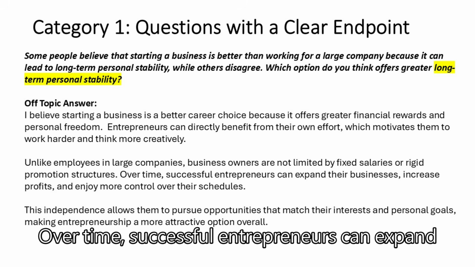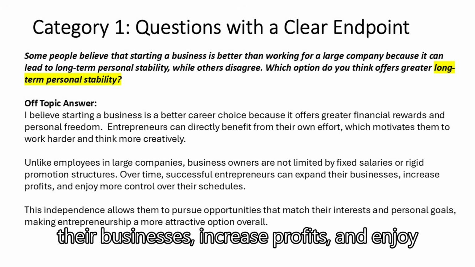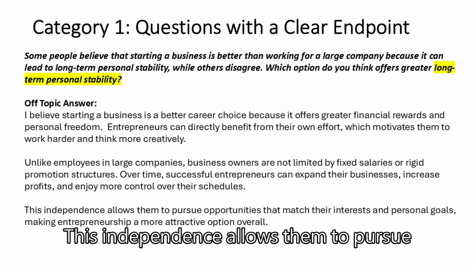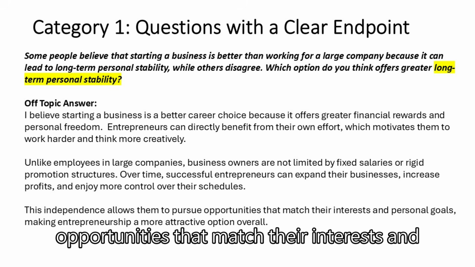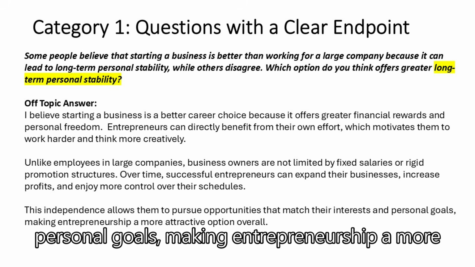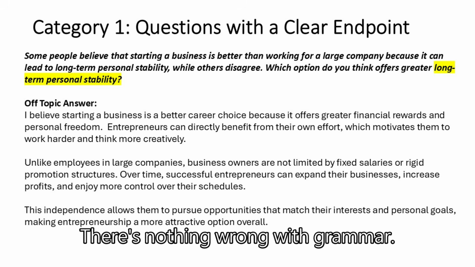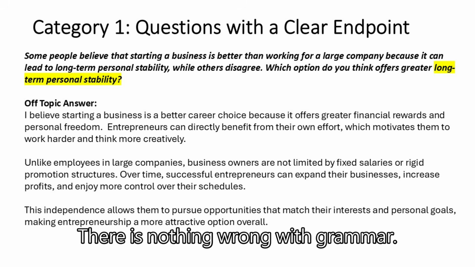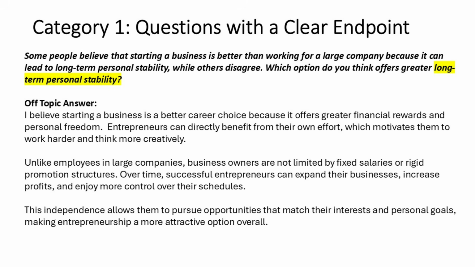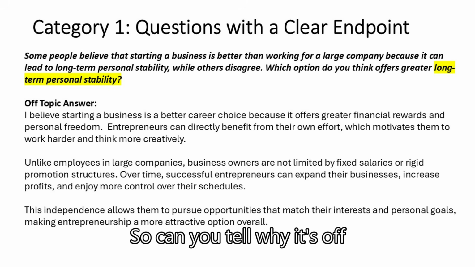Over time, successful entrepreneurs can expand their businesses, increase profits, and enjoy more control over their schedules. This independence allows them to pursue opportunities that match their interests and personal goals, making entrepreneurship a more attractive option overall. There's nothing wrong with grammar. So can you tell why it's off topic?